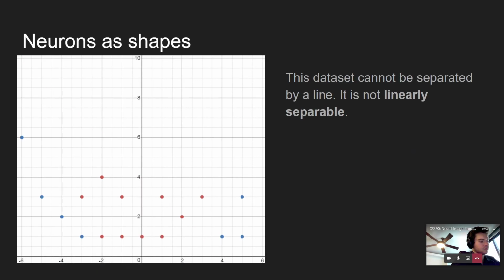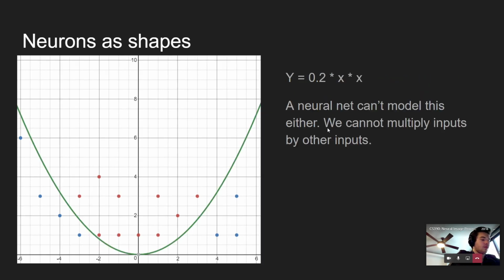But not all data can be handled in that way. In this case, we have some blue dots over here and some blue dots over here and all this red in the middle. And we can't actually separate these based just on one line. They're not linearly separable is the term. But we could if we had something like this. This is y equals 0.2x squared. Now that's helpful because we have this nice parabola that is splitting those up.